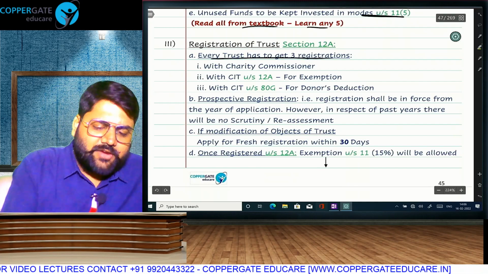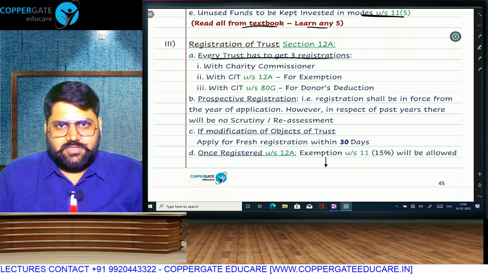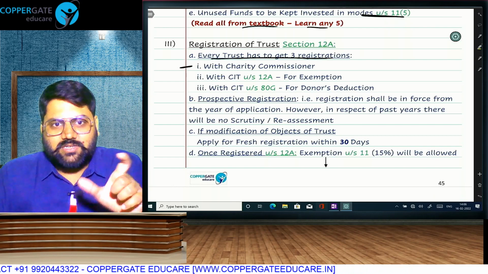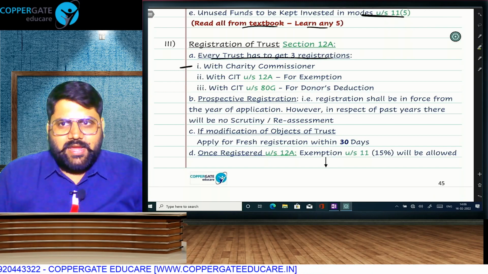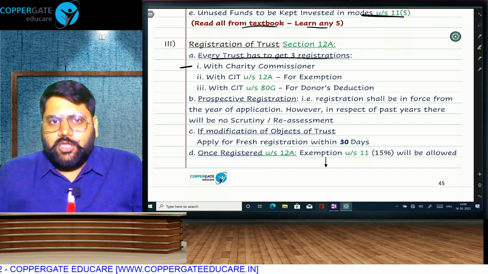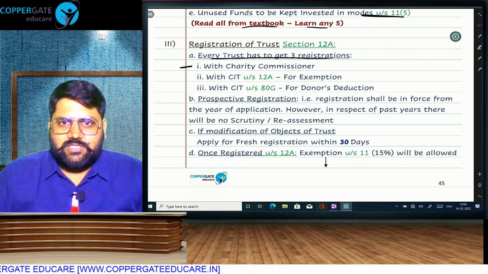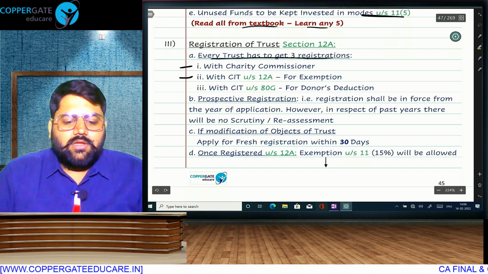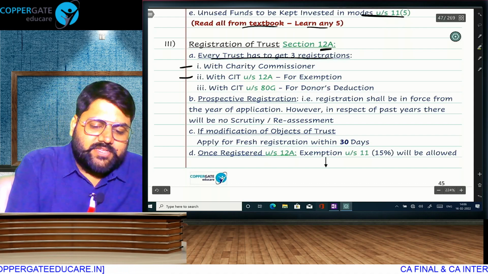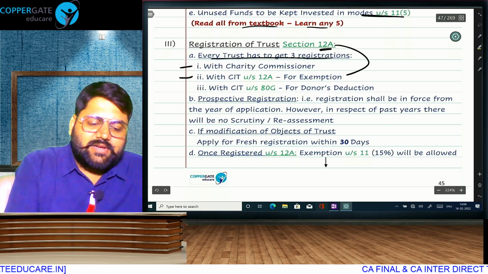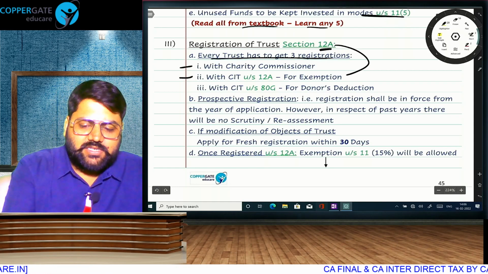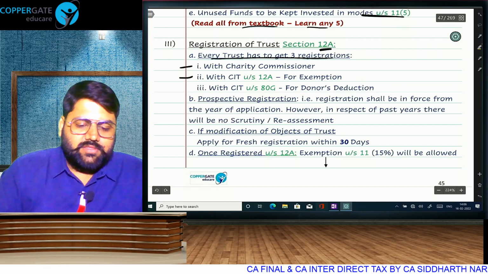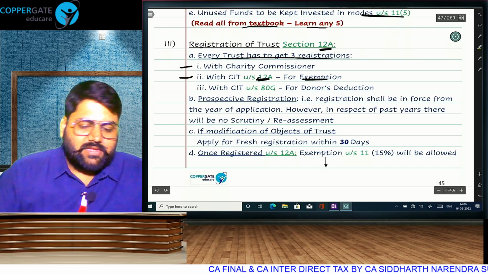Every trust in its lifetime will have to take 3 registrations. First, to give yourself birth, to call yourself a trust, you have to register with a person called the Charity Commissioner. Only when he grants his registration, you can call yourself a charitable trust. Otherwise, you will not be treated, called, or considered a charitable trust. Second, you have to register with the Commissioner of Income Tax under section 12A. So basically this is the second registration of your life. The first registration is registration with the Charity Commissioner. Then if you do this registration, you will be getting your exemption.